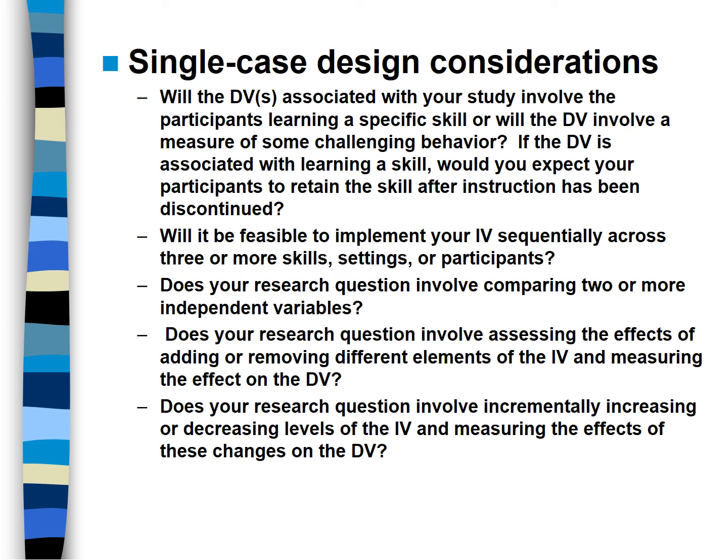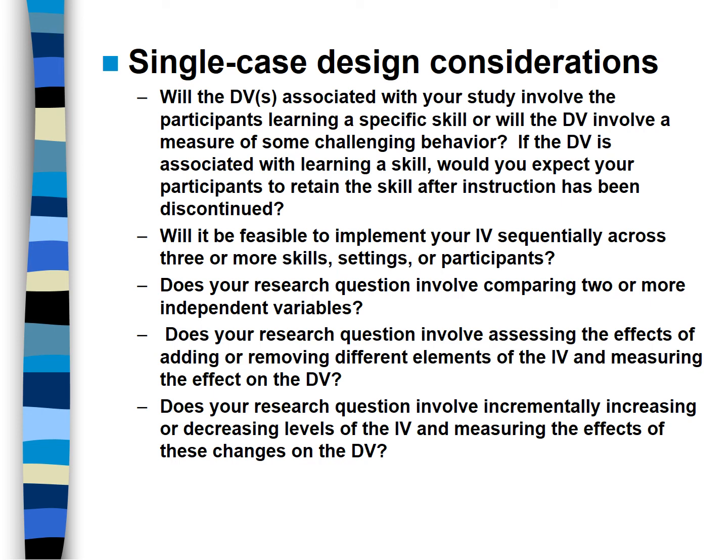The next section just deals with considerations for single case design. So the way you answer these questions will guide you in selecting the research design that's a good fit for you, what research design fits your question best. So we're not going to pick a research design right now, but these are things that we need to start thinking about. So will the dependent variable, that's what you're measuring, associated with your study involve participants learning a specific skill, or will the dependent variable involve a measure of some challenging behavior?